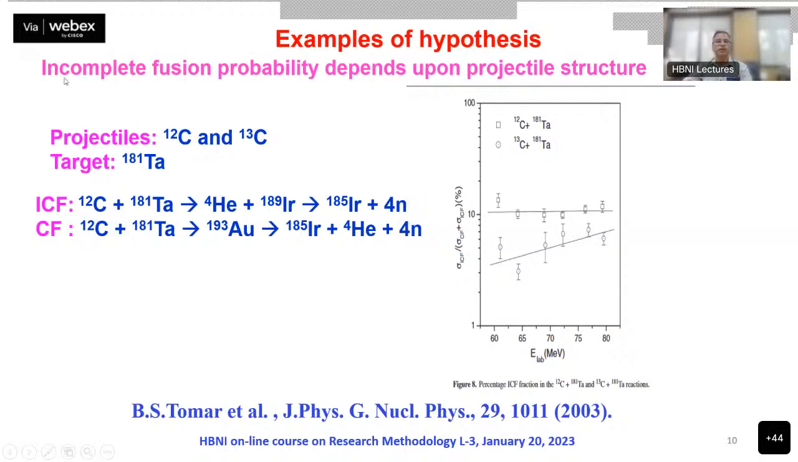That means incomplete fusion probability indeed depends upon the projectile structure. If the projectile is an alpha cluster, it has got higher probability of incomplete fusion. So this is the kind of conceptual clarity you should have in your mind about what you are studying, and you do the experiment properly, and you can conclude based on the experimental output that you have proven the hypothesis. That is an example of a good hypothesis.